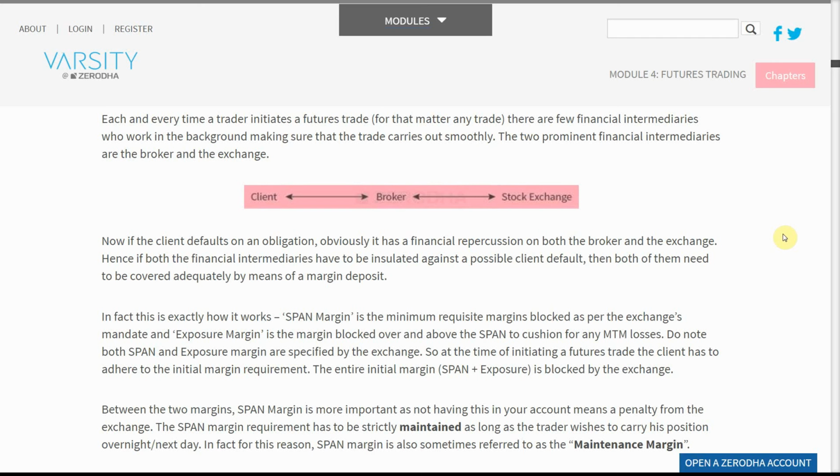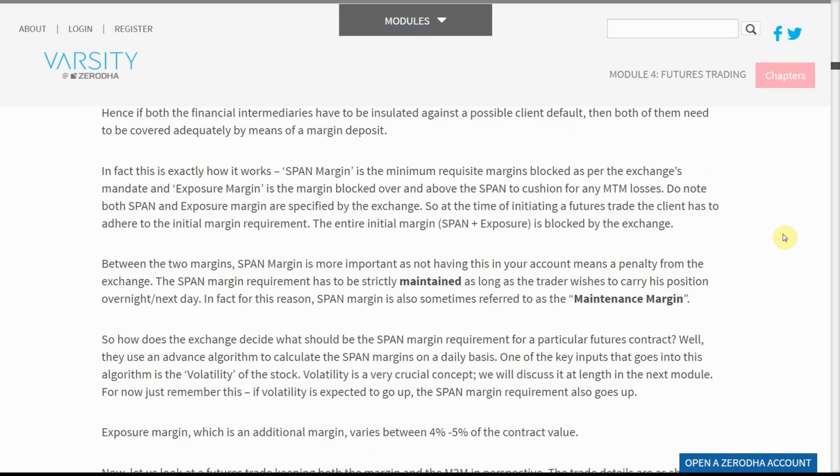Span margin is the minimum requisite margin blocked as per the exchange's mandate, and exposure margin is the margin blocked over and above the span to cushion for any MTM losses. Do note both span and exposure margin are specified by the exchange. So at the time of initiating a futures trade, the client has to adhere to the initial margin requirement. The entire initial margin, span plus exposure, is blocked by the exchange. Between the two margins, span margin is more important, as not having this in your account means a penalty from the exchange. The span margin requirement has to be strictly maintained as long as the trader wishes to carry his position overnight, to the next day. In fact, for this reason, span margin is also sometimes referred to as the maintenance margin.